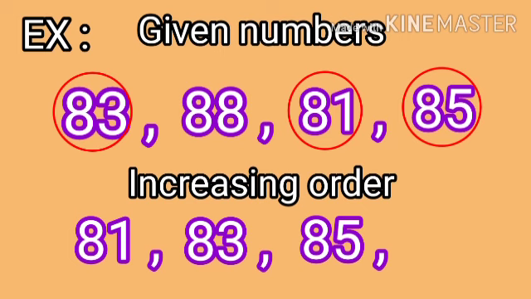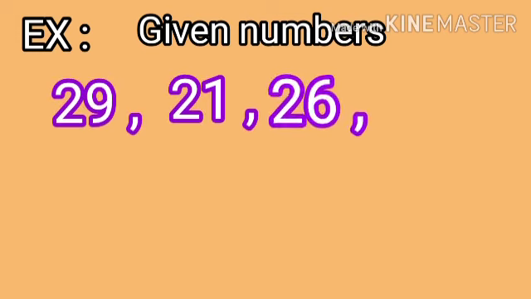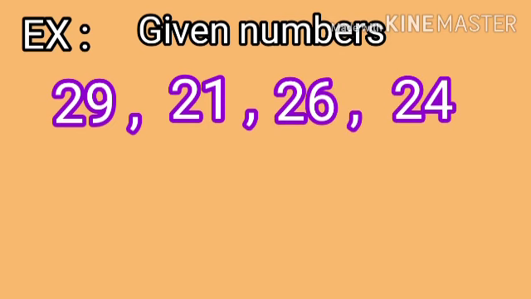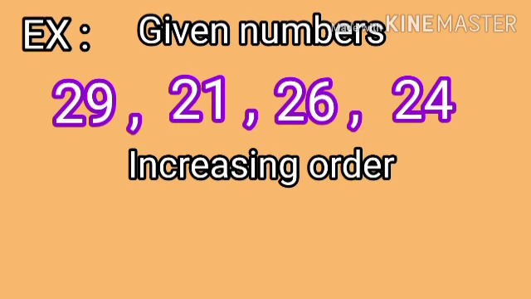Then, we should write the remaining number 88 at the last position to get the increasing order of the given numbers. Let us see one more example by taking 2-digit numbers. Here I am taking 29, 21, 26 and 24. These are all related to 20s. That means these all numbers belong to 20s. Out of these, which is the smallest one?